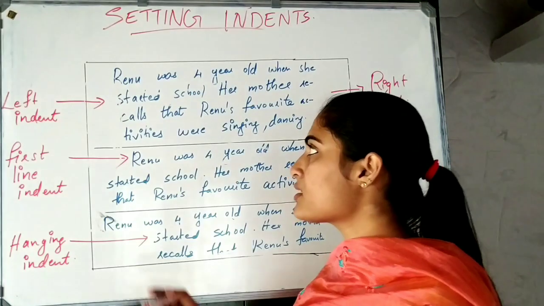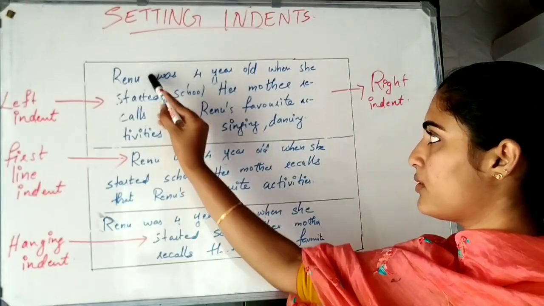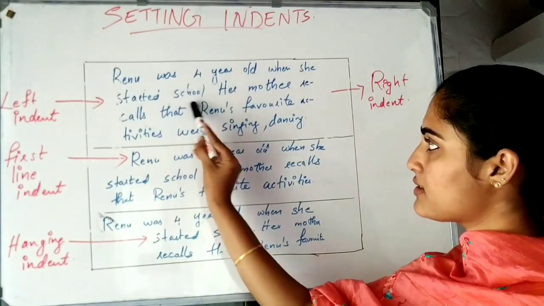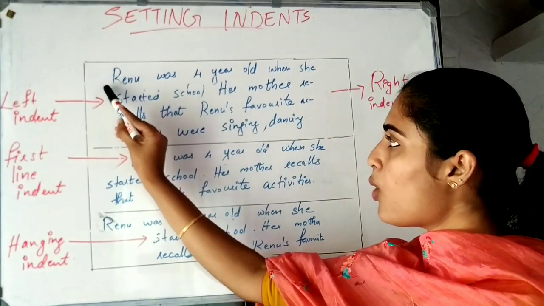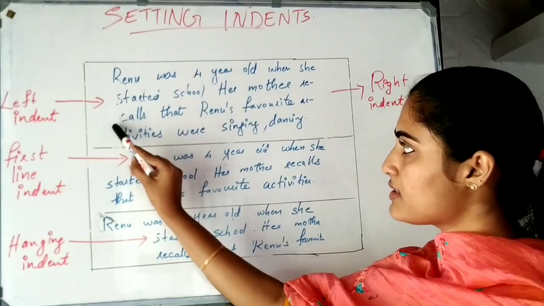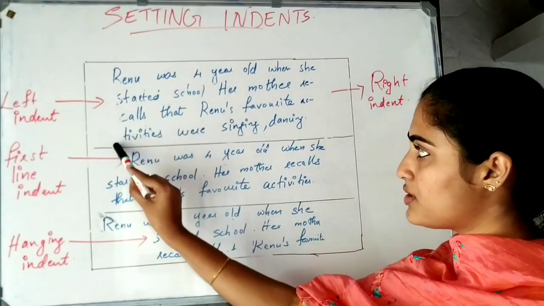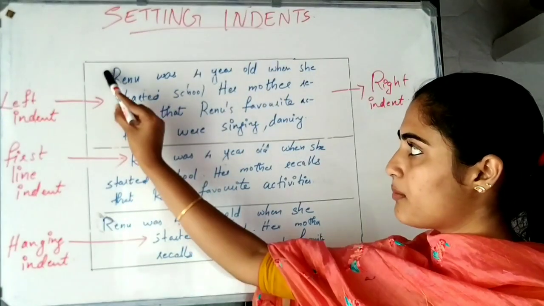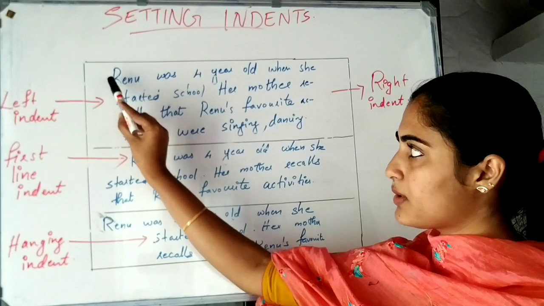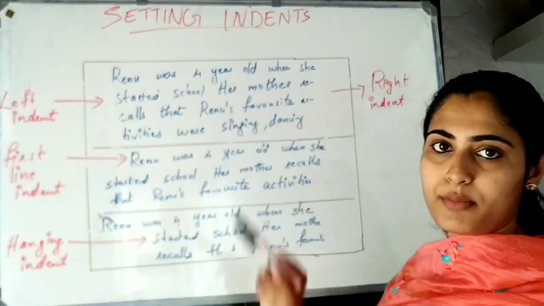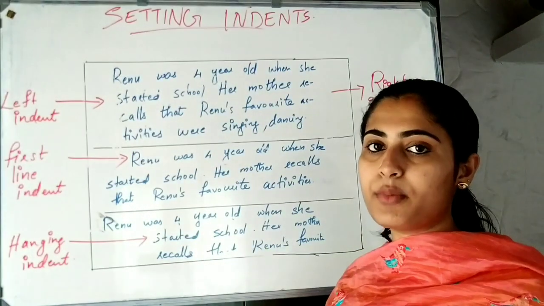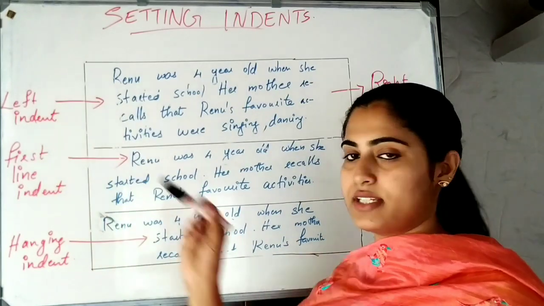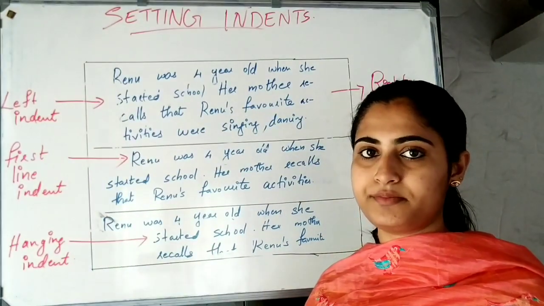That is, see, this is a paragraph, and there are four lines inside this paragraph. All these lines, they start from a particular point. And that starting point is set by the left indent.